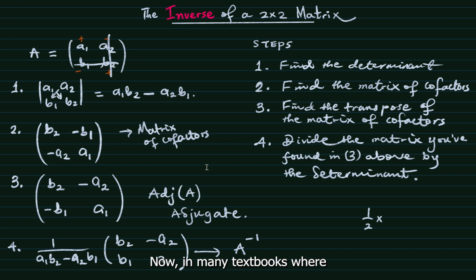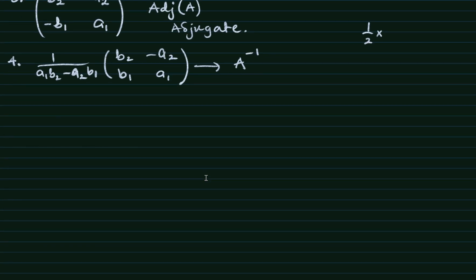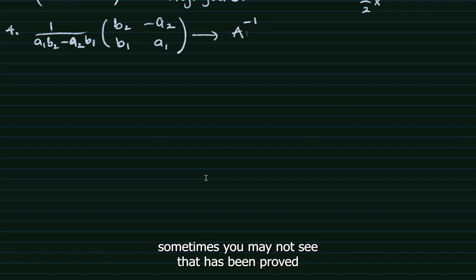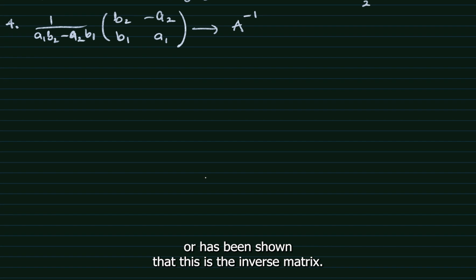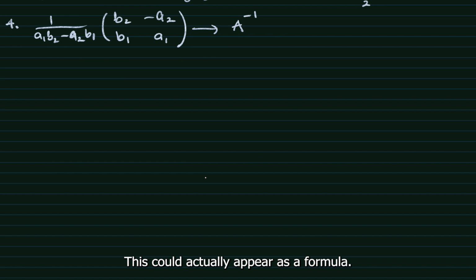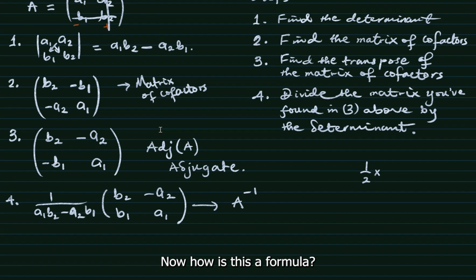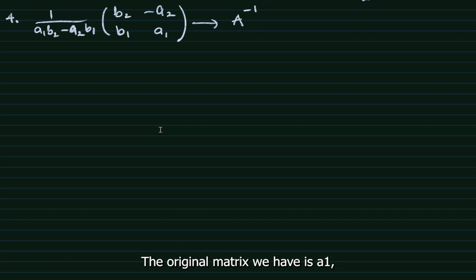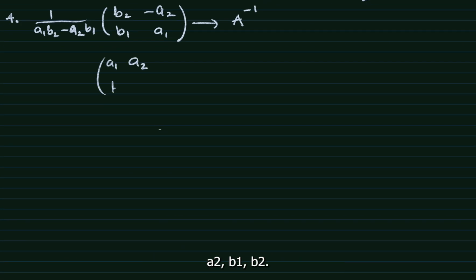Now in many textbooks, where sometimes you may not see that it's been proved or shown that this is the inverse matrix, this could actually appear as a formula. Now, how is this a formula? The original matrix we have is A1, A2, and B1, B2.